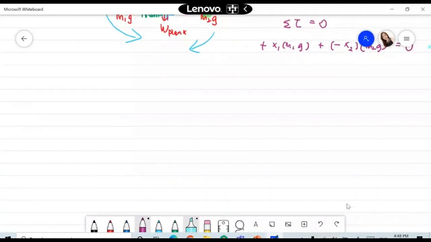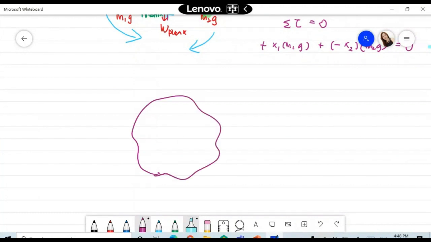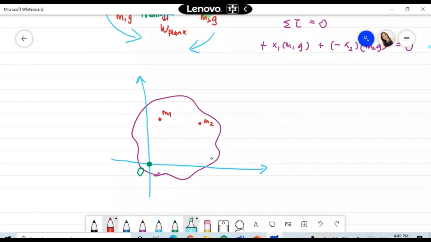If I have an object, this is the shape of the object, and I place the object along the x-axis and y-axis. I assume that the object is rotated at O, the origin. Here is the axis of rotation, right? And I'd like to determine where the center of gravity is for this object. Maybe the object consists of a few main masses. The mass of the object, maybe it's here, M1. The other mass is M2. The other mass, M3, is here.